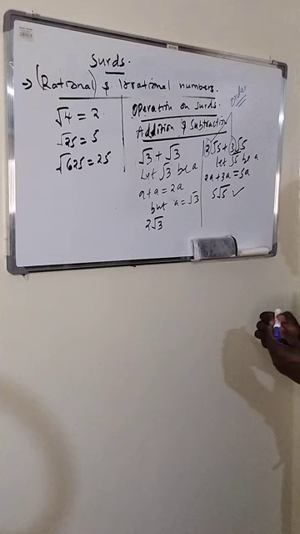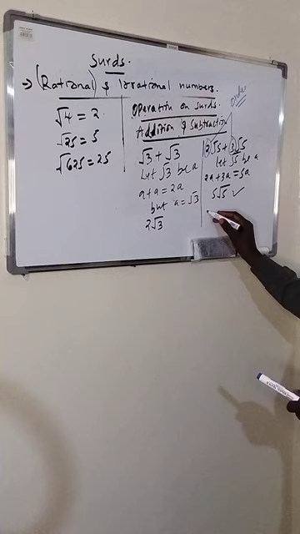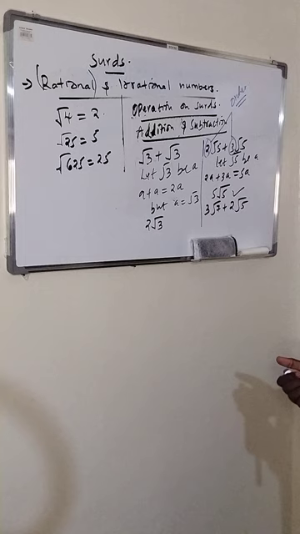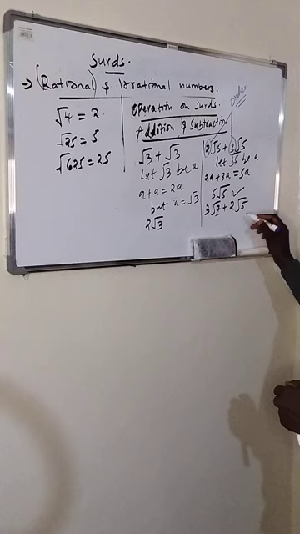You might want to think of such: 3 surd 7 plus 2 surd 5. So you will notice that in this case, these surds are different. This is surd 7, this is surd 5.